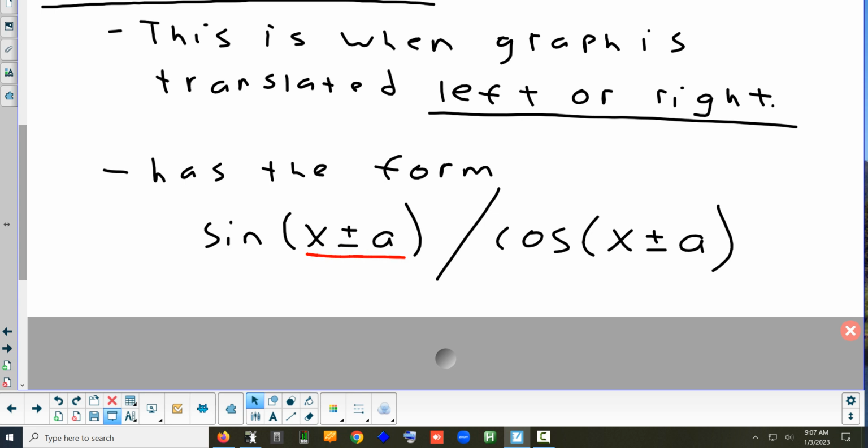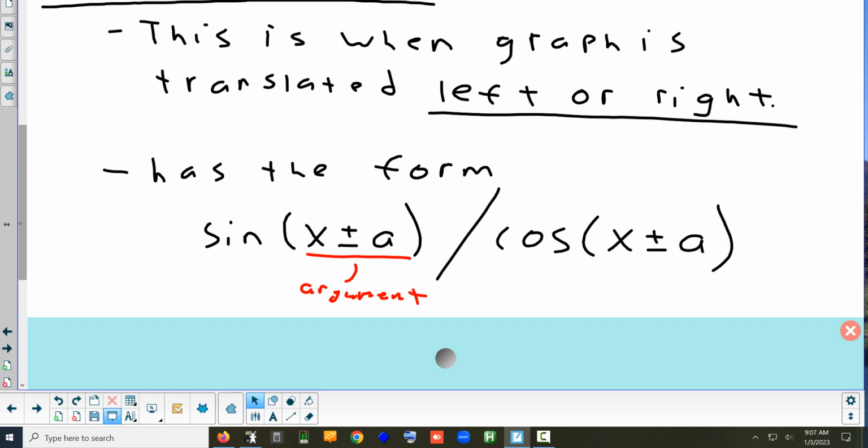Remember, this whole thing is called the argument. We talked about arguments a lot when we did logarithms, and a lot of times we said the argument ends up by itself because it argued with everybody. That's not really happening here, but this thing is still called an argument. So when you shift left or right, you add or subtract a number to the x value first, then take the sine last.